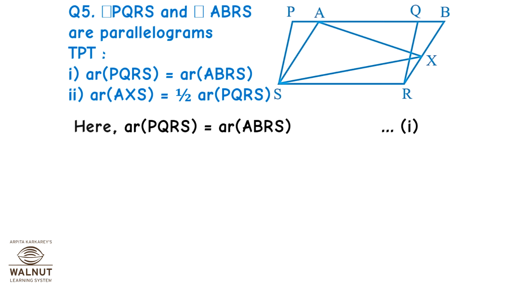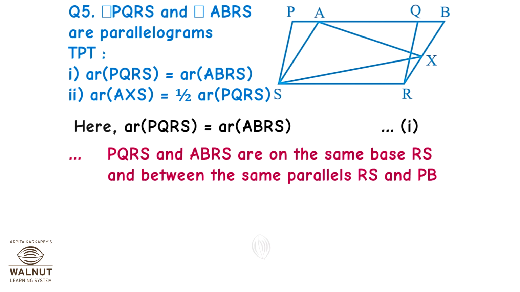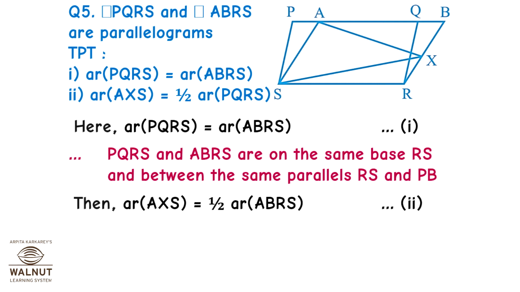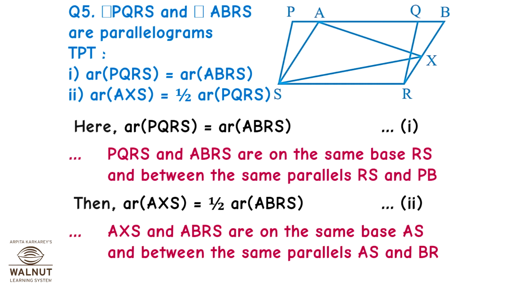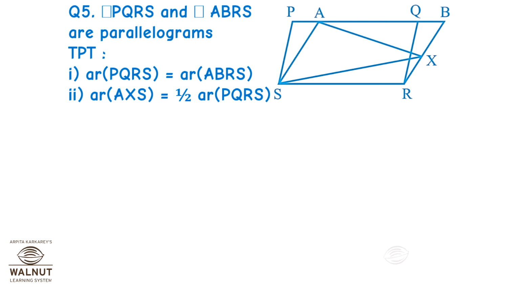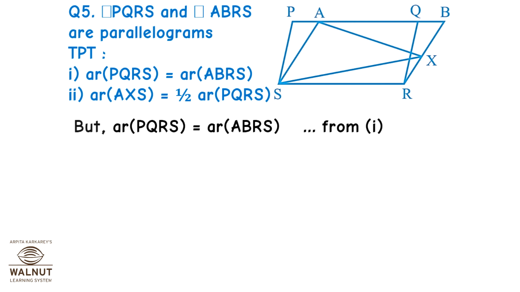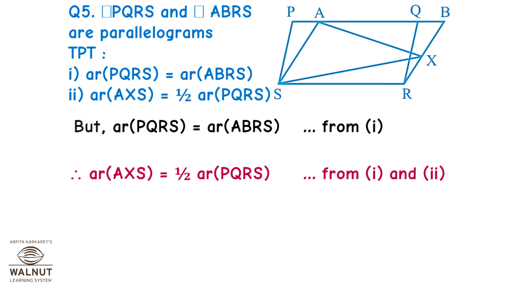Here, area PQRS is equal to area ABRS. Let this be 1. PQRS and ABRS are on the same base RS and between the same parallels RS and PB. Then, area AXS is equal to half of area ABRS. Let this be 2. AXS and ABRS are on the same base AS and between the same parallels AS and BR. But area PQRS is equal to area of ABRS from 1. Therefore, area AXS is equal to half of area PQRS from 1 and 2.